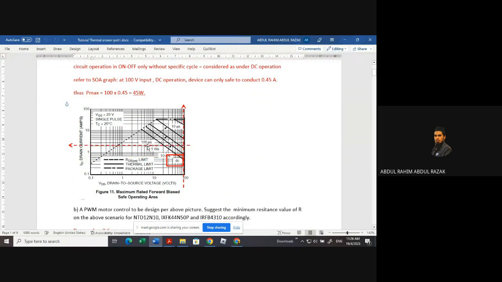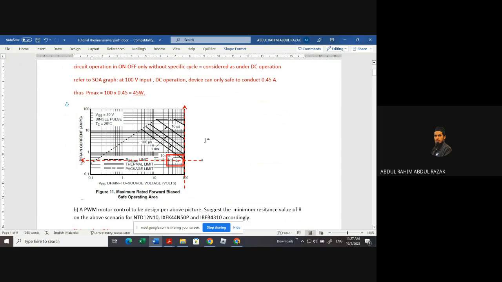And if you're referring to your curve of other level, so the other level is your range. But when you use DC, if you want to apply at 100 volt, so you have to derate your current down to 0.45 ampere. So this is 0.1, so this is 0.2, 0.3, 0.4 something. So 0.45 lah, lebih kurang.